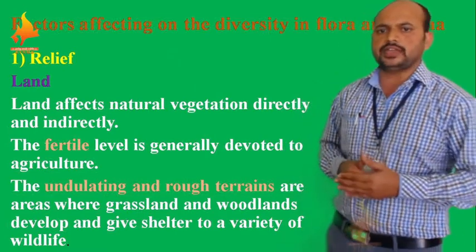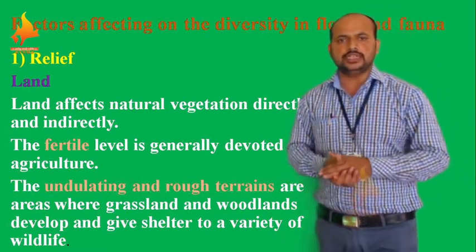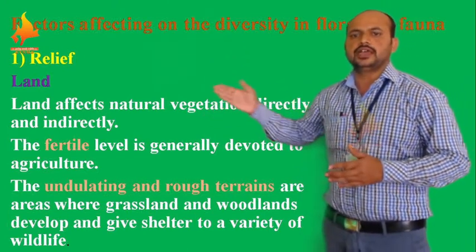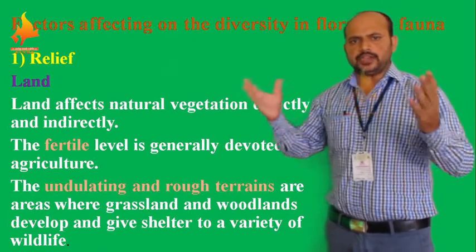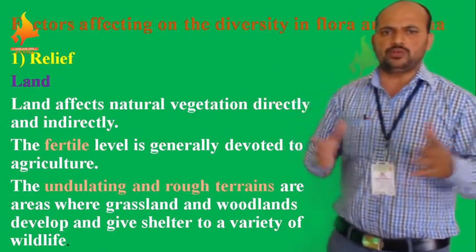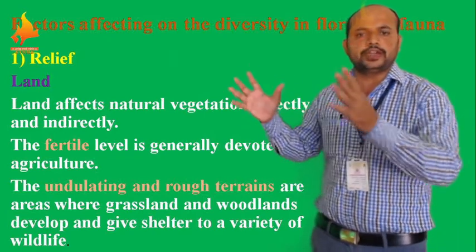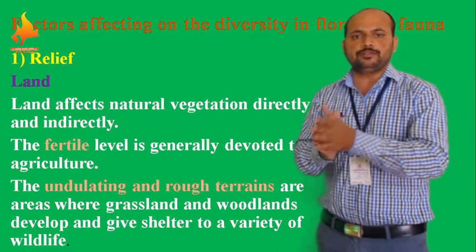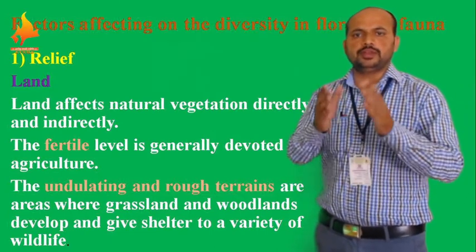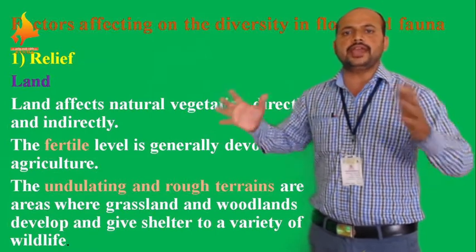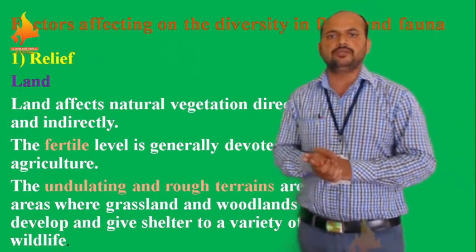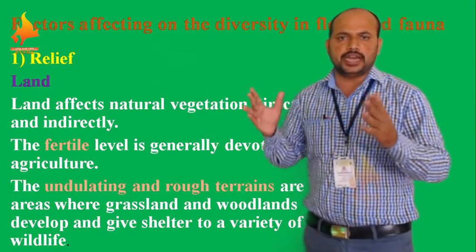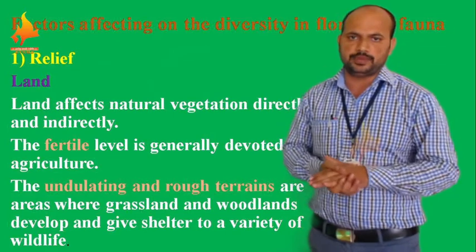Now the first factor that affects the diversity in flora and fauna is relief. In relief we have land. Different kinds of land we have: plain, plateau, mountain, even some land we find as fertile land, that is plain we consider. Most of the plain is modified by human beings. Human beings have brought this plain under agricultural purpose, and that's why whatever flora, natural vegetation and wildlife was there in that region was disturbed.